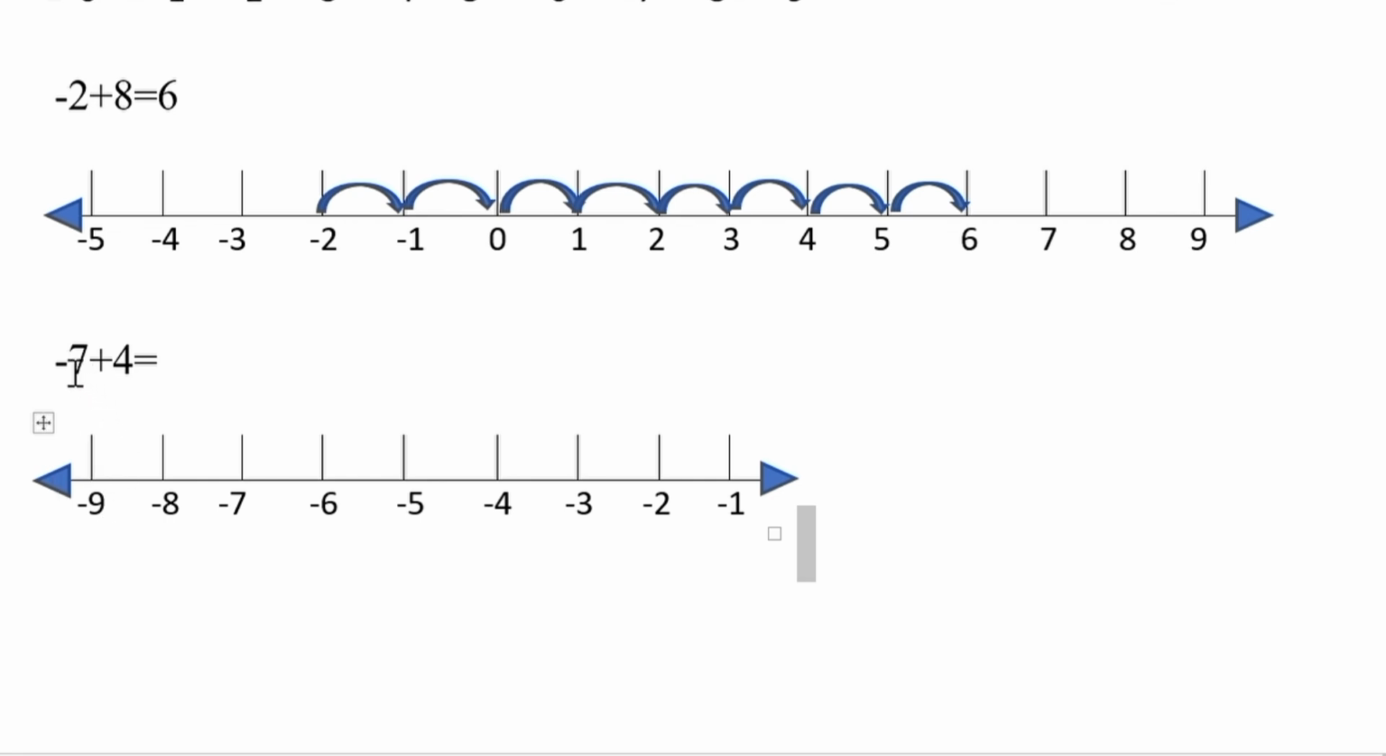Now, start from where -7 is and count 4 steps to the right. -7 is here. Count 4 steps: we have 1, 2, 3, 4. We shall land on -3. So we write this as negative.